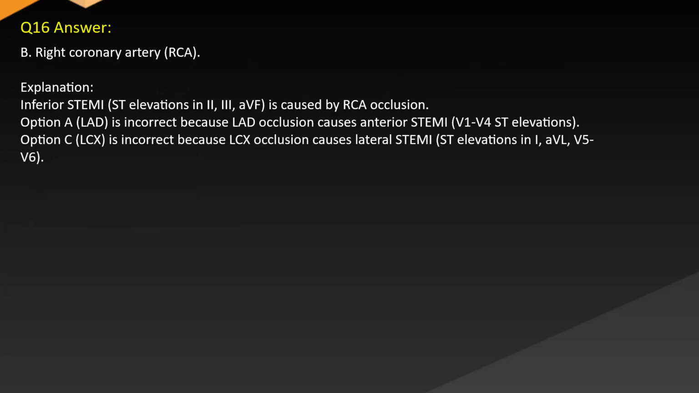Answer: B. Right coronary artery, RCA. Explanation: inferior STEMI, with elevation in II, III, and aVF, is caused by RCA occlusion. Option A, LAD, is incorrect because LAD occlusion causes anterior STEMI with V1 to V4 elevations. Option C, LCX, is incorrect because LCX occlusion causes lateral STEMI with elevations in I, aVL, and V5 to V6.